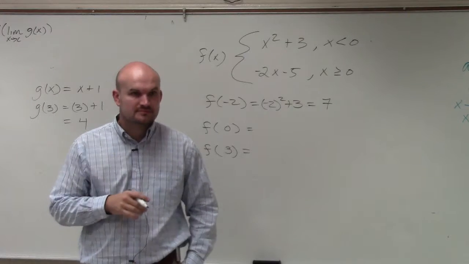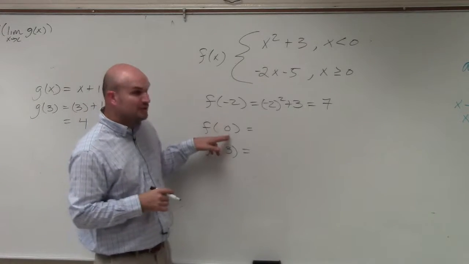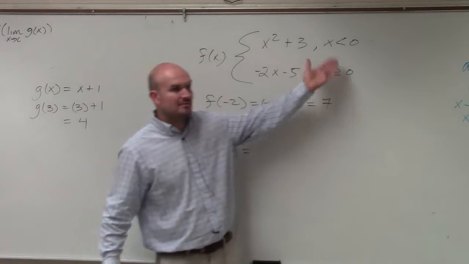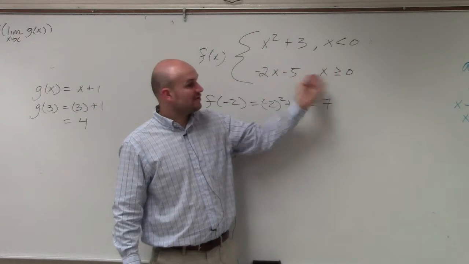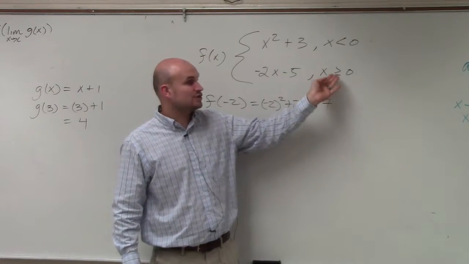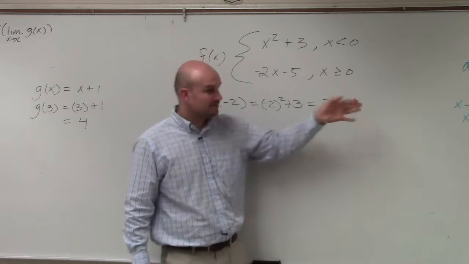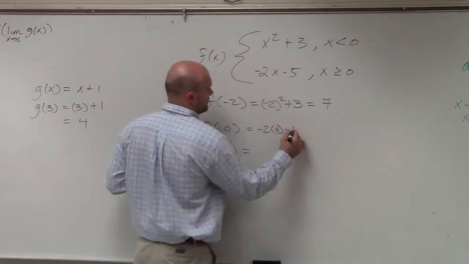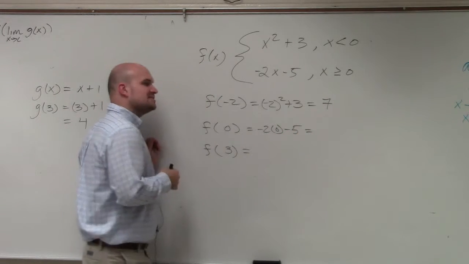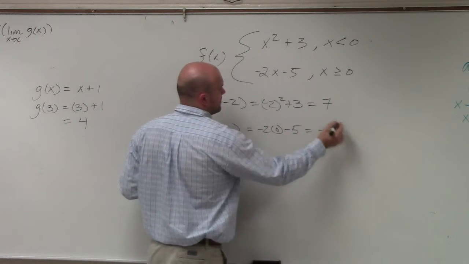Done. For the next example, my input is 0. So I have to look at my two domains. This one is for all x values that are less than 0. This function is for all values of x that are greater than or equal to 0. Therefore, I'm going to use 0 in this function. Negative 2 times 0 is 0, minus 5.